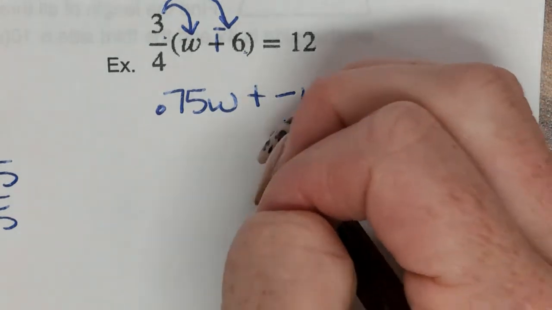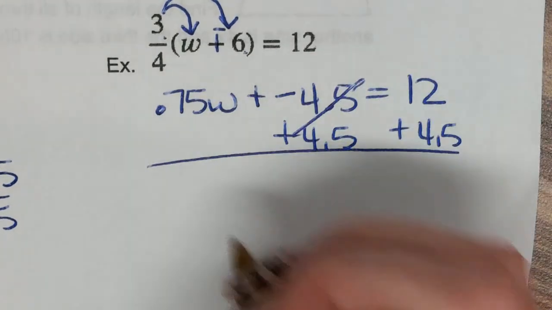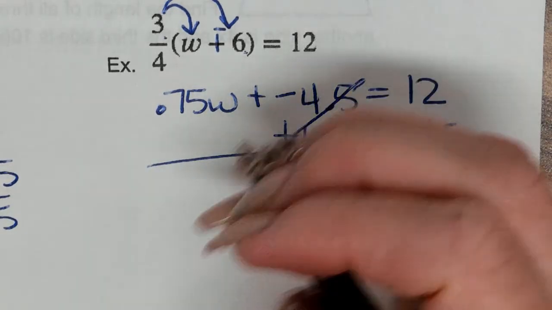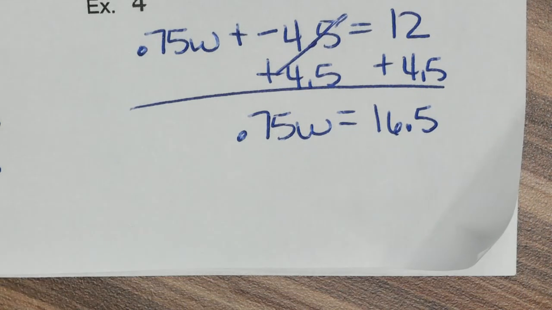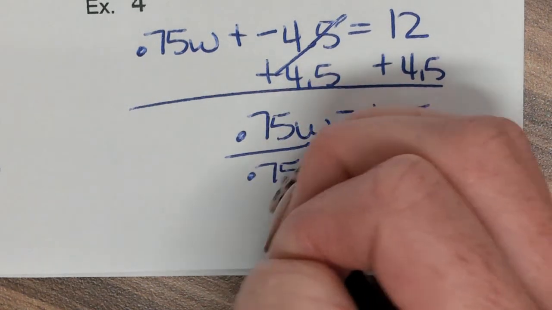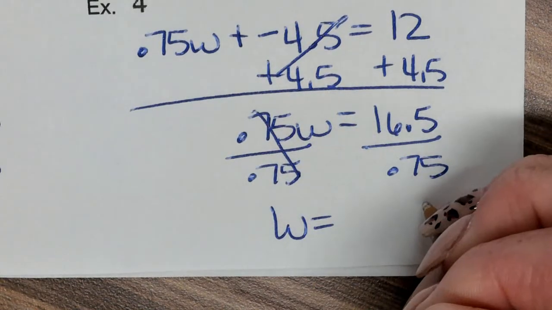Okay, I'm going to add 4.5. So I have 0.75W equals 12 plus 4.5 is 16.5. Now what am I going to do? Divide by 75 cents. And I get W equals 22.